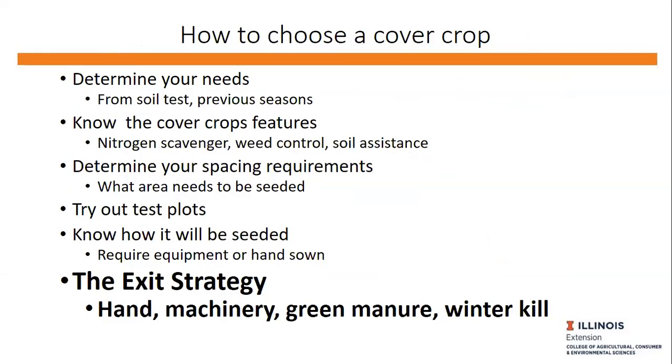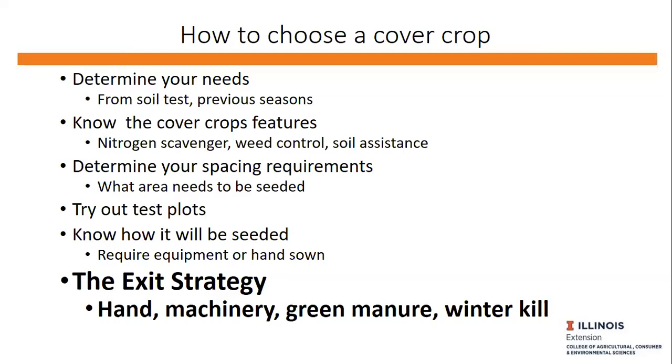There are a lot of factors that come into choosing a cover crop. This can be determining your soil needs based on a soil test. This could be determining different cover crop features, which I do recommend you being very aware of and knowing. Also your spacing requirements and knowing how it will be seeded. But the one that I want to focus on is the exit strategy. How are you going to address managing this cover crop and killing it so that you could plant your warm season vegetables or your fall season vegetables?